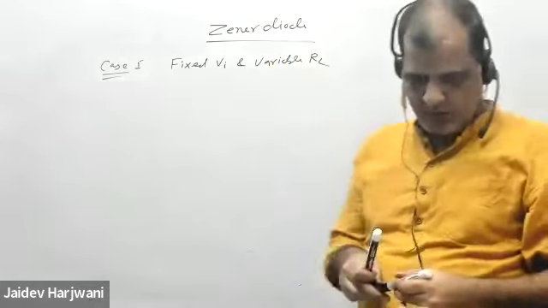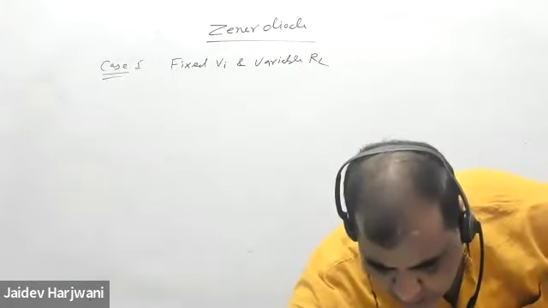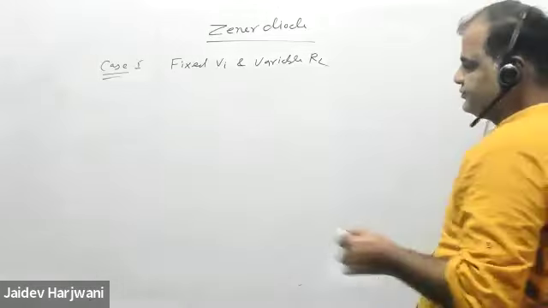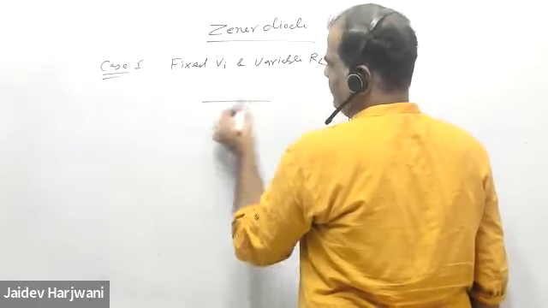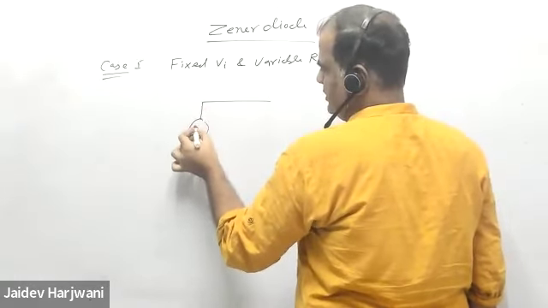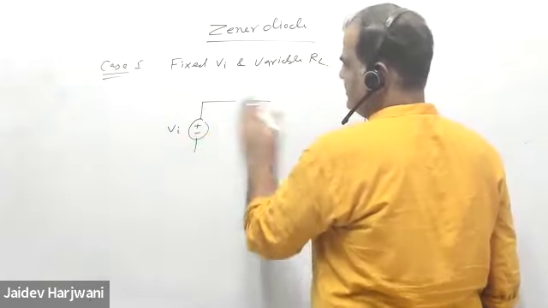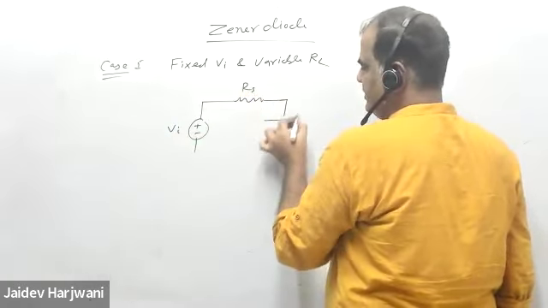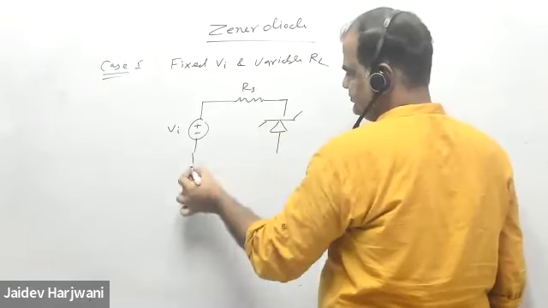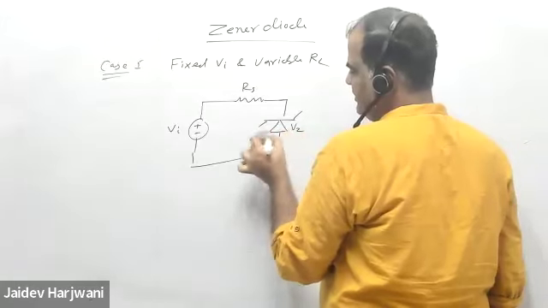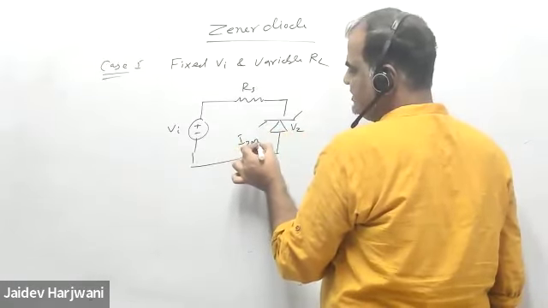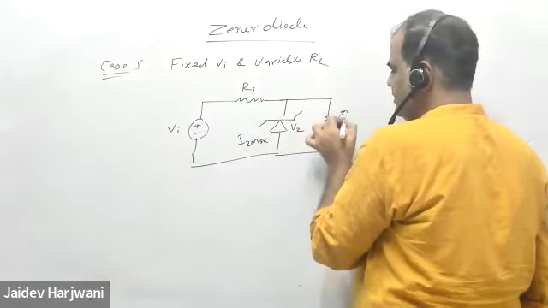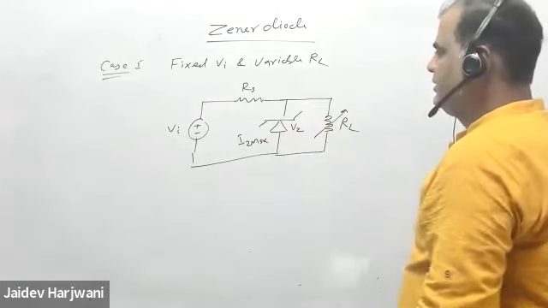Variable RL. That case we already did yesterday. So what we do here: we have a source whose VI is fixed, the series resistance RS is fixed. Here is a Zener diode, for which we know the VZ and the performance parameter IZ max, and here RL was variable.